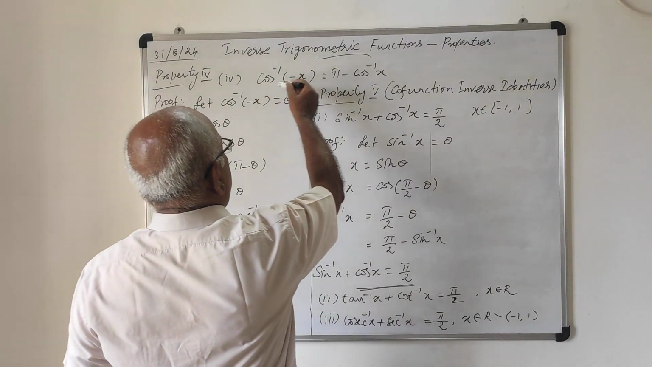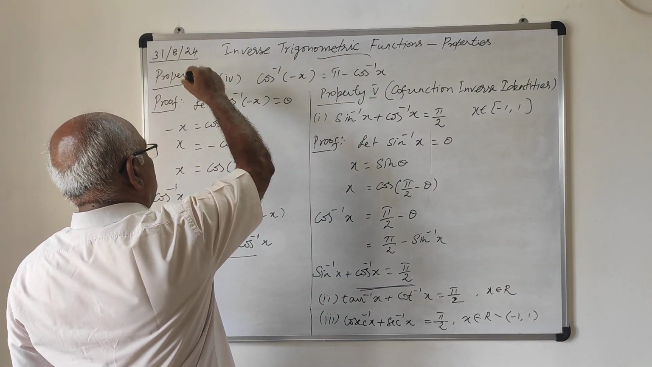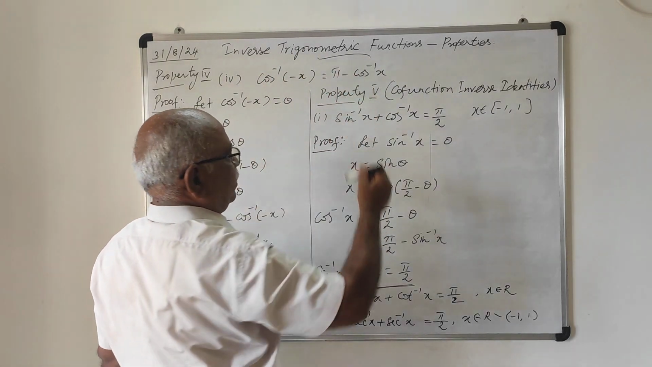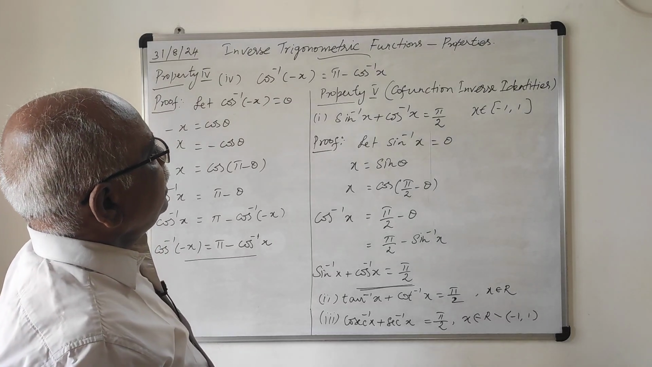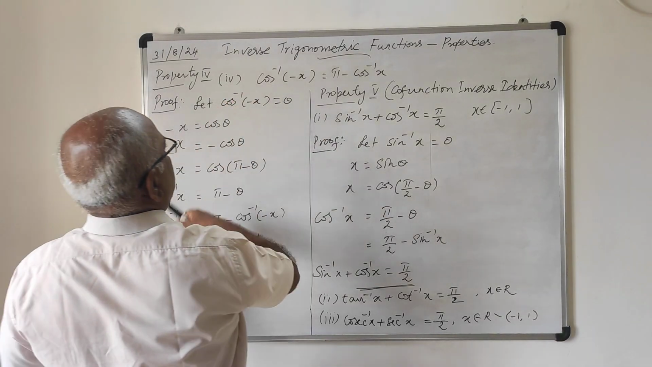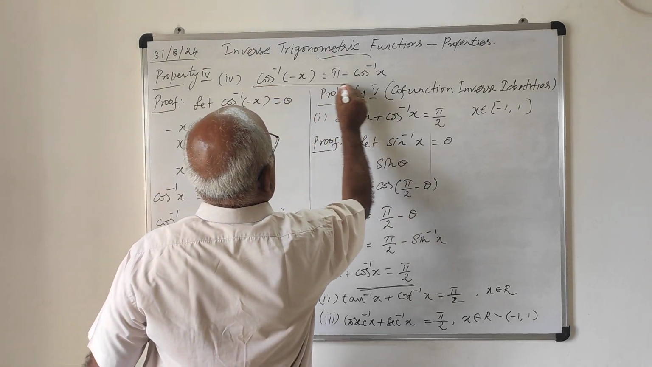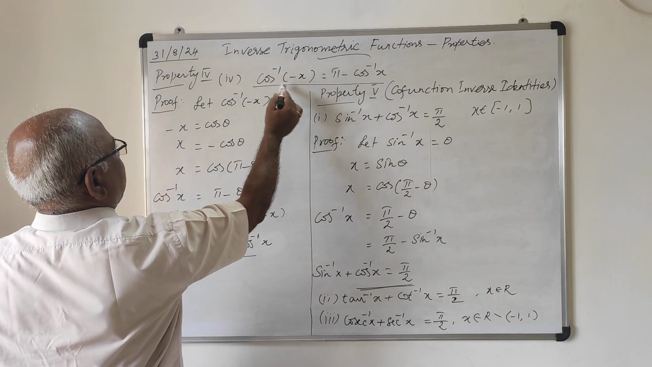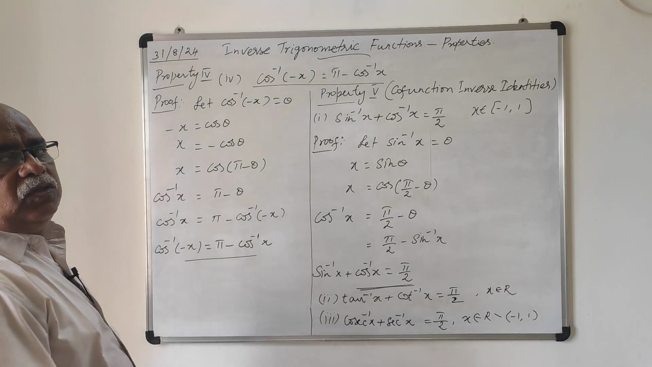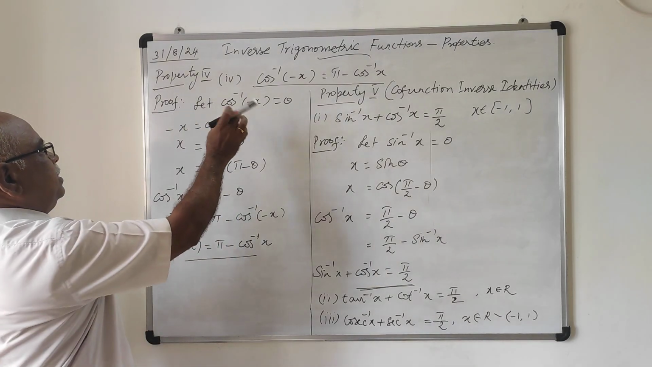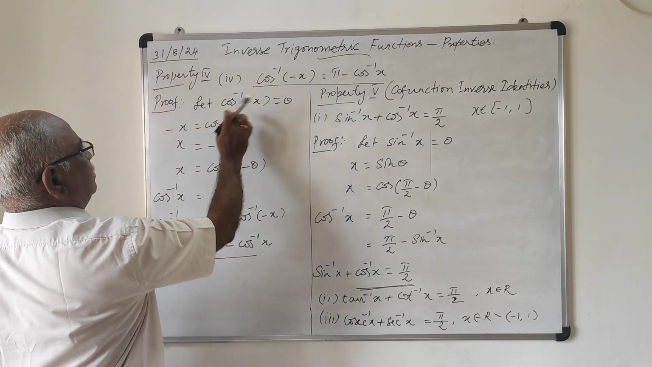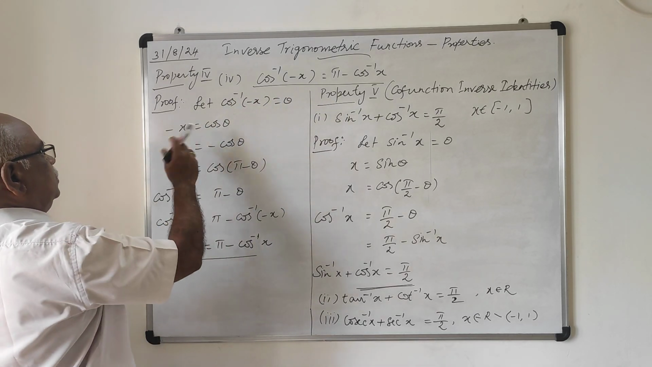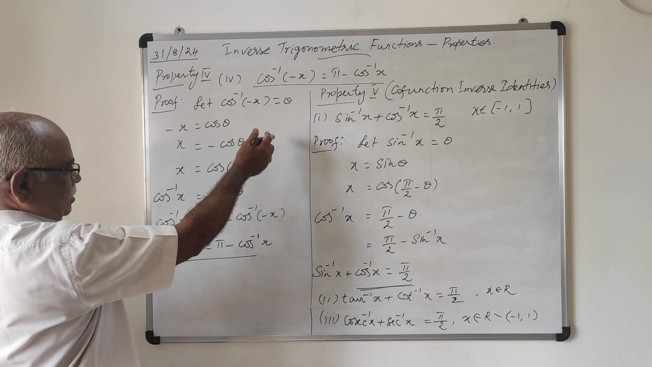I am going to derive this result in the 4th property. Cos inverse of minus x equal to pi minus cos inverse of x. To prove this result, I am going to consider cos inverse of minus x on the left hand side as theta. From this expression, I get minus x equal to cos theta. Cos inverse of minus x equal to theta implies minus x equal to cos theta.